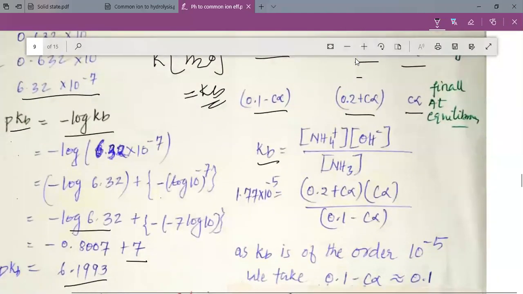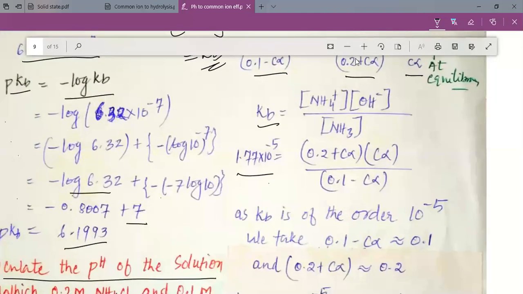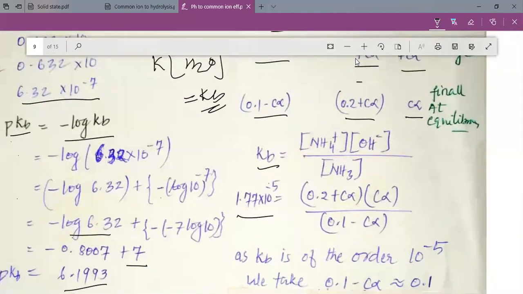So for Kb, we can write the value 1.77 into 10 to the power minus 5. We can put these values of the concentration from these equations. So for NH4 plus, we will write 0.2 plus C alpha. For OH minus, we write C alpha. And for the concentration of NH3, we write 0.1 minus C alpha.